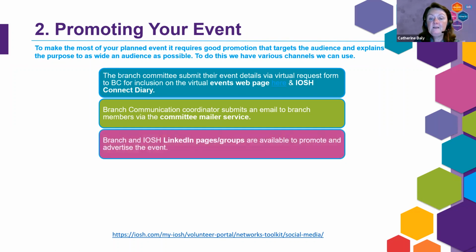When the branch coordinator submits an email to the members via the committee mailer system, that is something that is available to you as a tool to communicate directly to your members. It's not a two-way tool, it is just a broadcast one. So it sends the message out, and you can send 2 of those per week, and it's usually a good idea to start sending those as soon as you know there's an event.